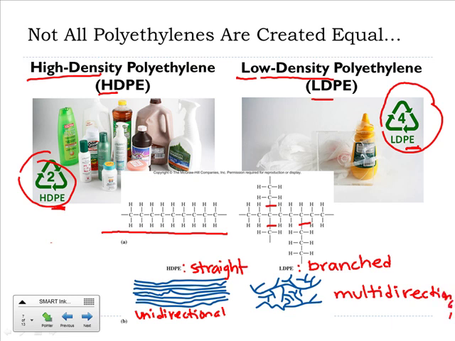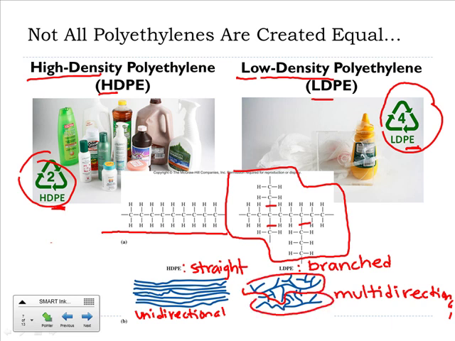And think back to what you know about density, right? Density tells you something about how much space an object takes up based on its mass, right? Density equals mass over volume. And the thing is that branched structures, like low-density polyethylene, take up a whole lot more space, don't they? If I have to get a whole bunch of branches in one space, it's going to be a lot harder than lining up a bunch of straight lines.